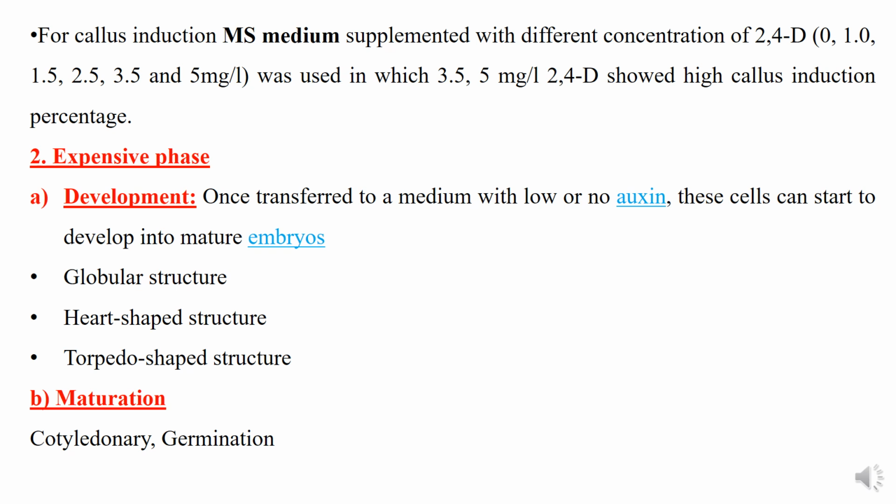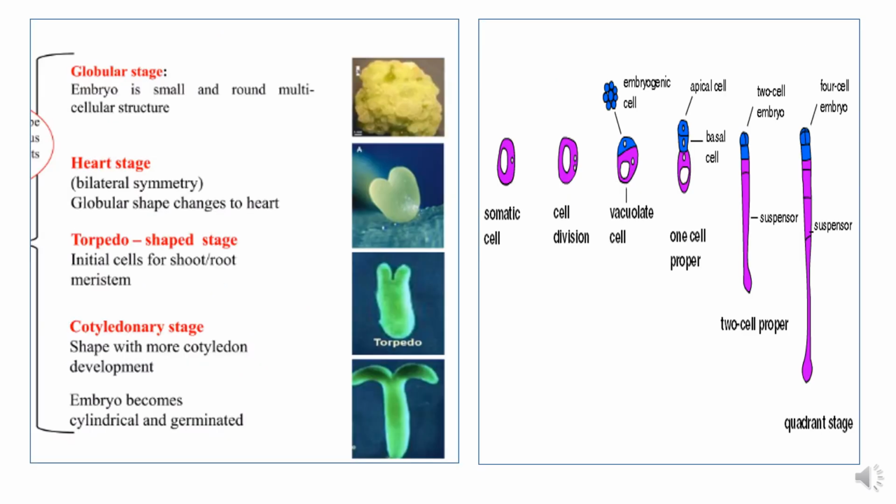Then these embryos will start showing different phases like the globular structure, heart-shaped structure, torpedo-shaped structure. Then after that, during the maturation phase, the cotyledonary phase we can see, followed by germination of the somatic embryos, because they show a high rate of propagation without any dormancy period. Here also you can see the different phases: the globular stage, heart stage, torpedo-shaped stage, and cotyledonary stage.